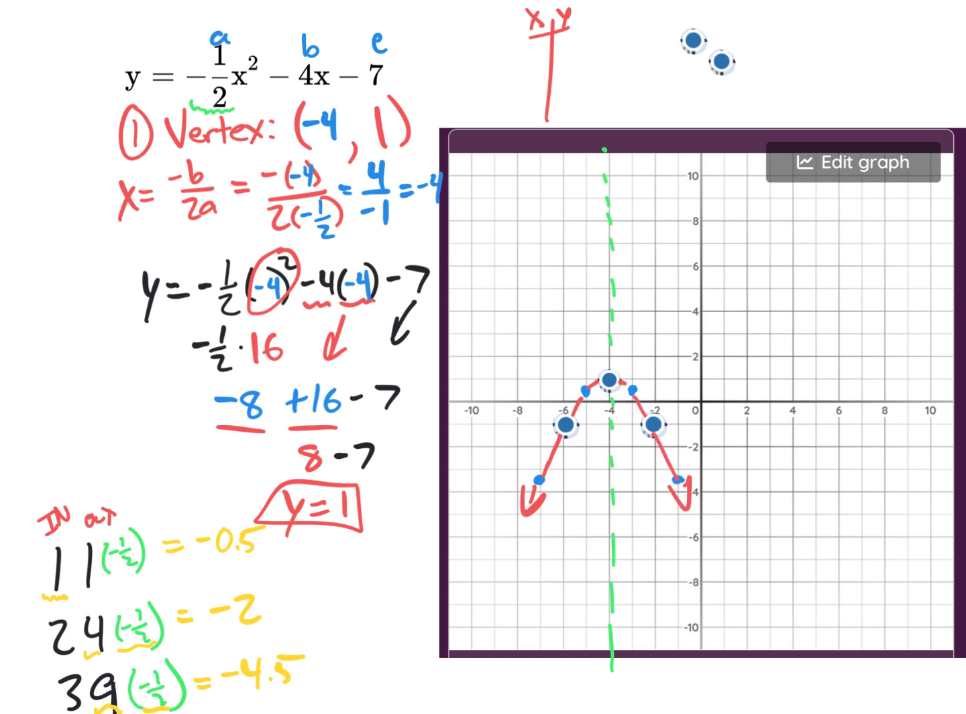But right here on Quizizz, all it's asking for is 3 points. So you just plot 1, 2, 3, hit submit, and you'll get full credit. Make sense?